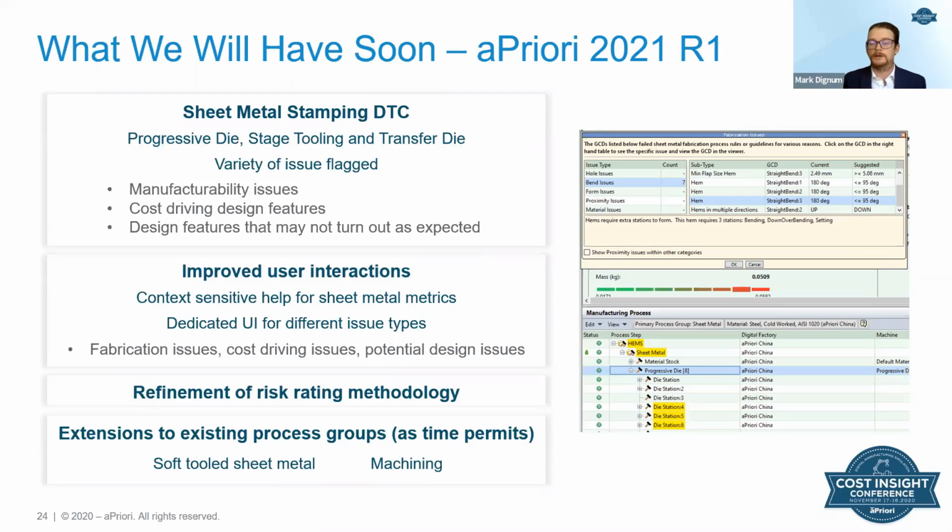And as time permits, we're going to make improvements to existing process groups, like some focus enhancements to machining. Some of the learnings that we have from sheet metal stamping, we're going to roll into soft tooled sheet metal. And this is an area that we're going to be continuing to invest in for the foreseeable future. It's really powerful area for you guys, and we're committing a lot of effort to enhance this and make it as useful as possible for all of you to take advantage of.